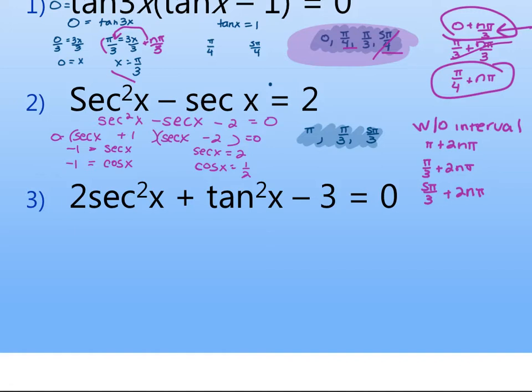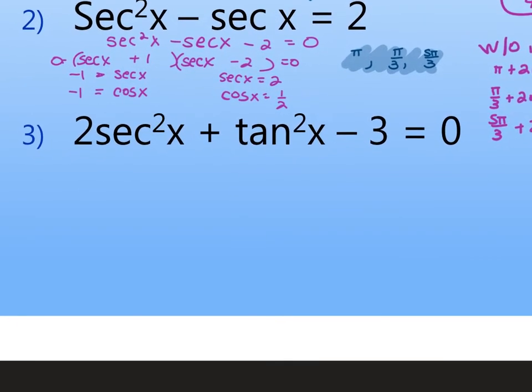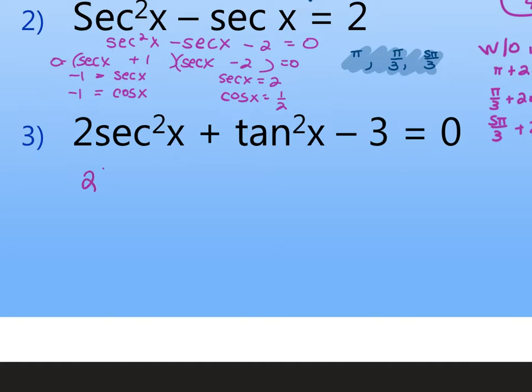Okay, then I get to 3. This time I've got secant and I've got tangent, which means I got to get it down to one of those. Which one can you replace? Secant squared. You could actually replace either one, right? Yeah, so you replace secant squared with? Tangent squared minus 1. It should be plus 1, right? Plus 1. Yeah. 2 times tangent squared plus 1 plus tangent squared minus 3 equals 0.